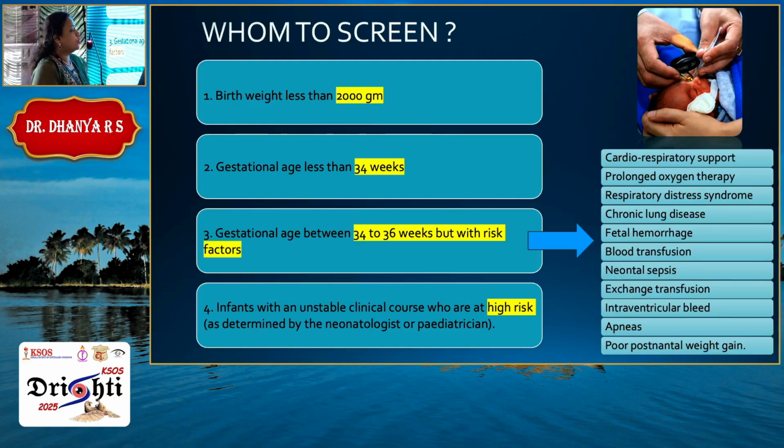Now, whom to screen? We cannot screen all the babies, so whom do you screen for ROP and when to screen? These are two very important questions. As per our RBSK guidelines, we have to screen all babies less than 2 kg and any baby less than 34 weeks, and all babies between 34 and 36 weeks with risk factors, a huge list of risk factors as you can see, and any baby who is determined to have high risk because of their unstable clinical course by the neonatologist or pediatrician. So, these are the babies whom you have to screen for ROP.